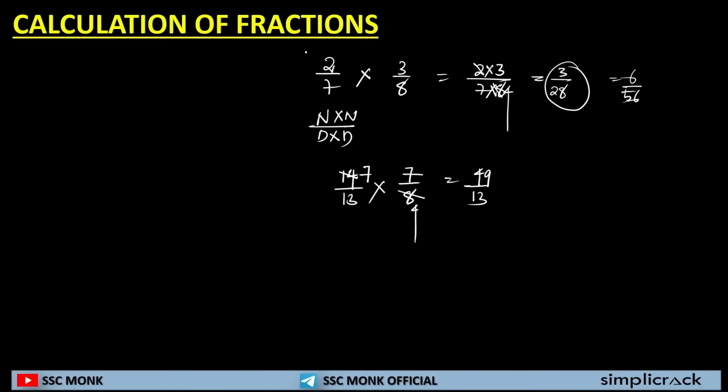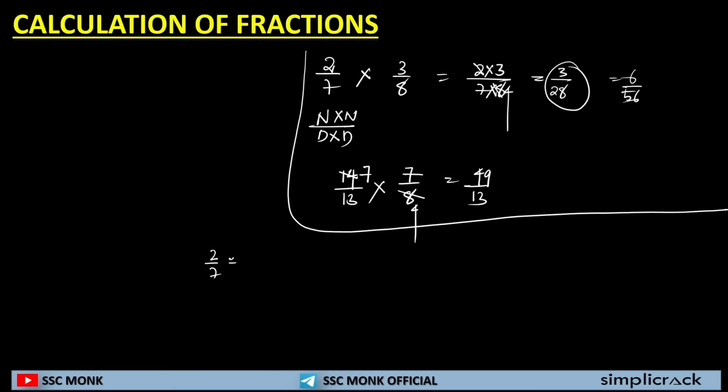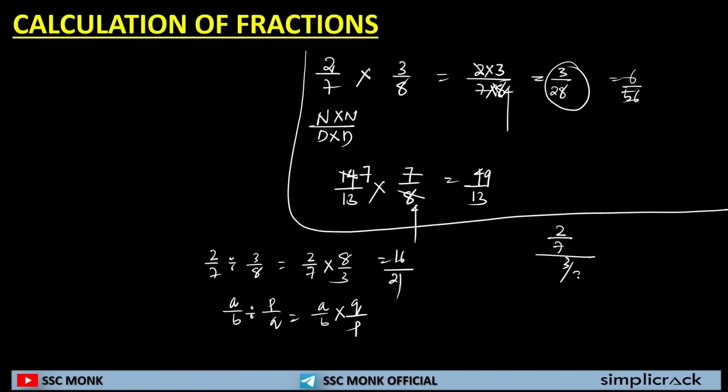In case of division, what happens? Let's say 2 by 7 divided by 3 by 8. This will be written as 2 by 7 multiplied by 8 by 3. Remember this. So this will be 2 into 8 is equal to 16, 7 into 3 is equal to 21. So if I'm dividing A by B with P by Q, it will always be A by B into Q by P. Like 2 by 7 divided by 3 by 8 will be written as 2 by 7 into 8 by 3, with 8 going to the upper part. And if you solve it, you will get the same answer.